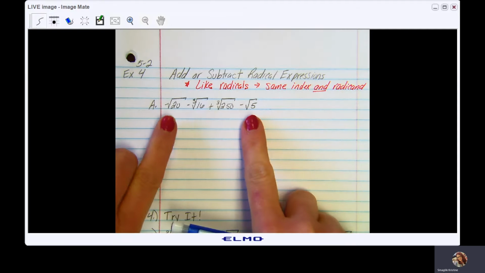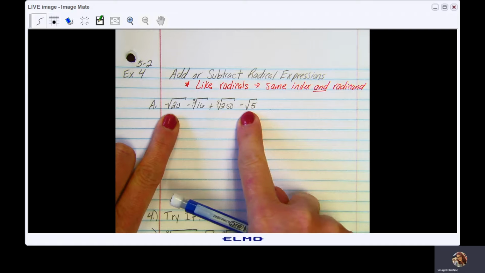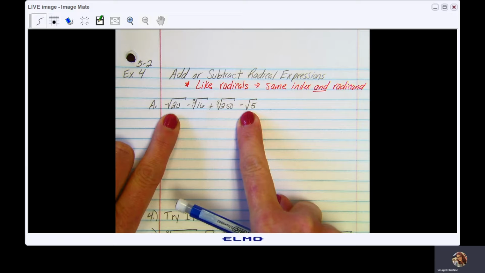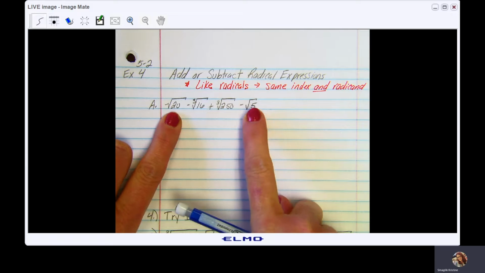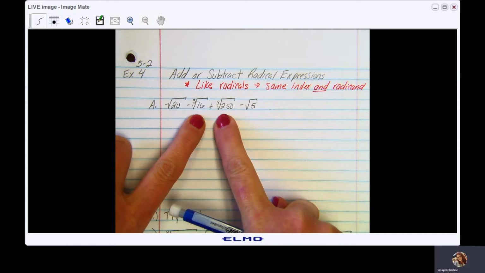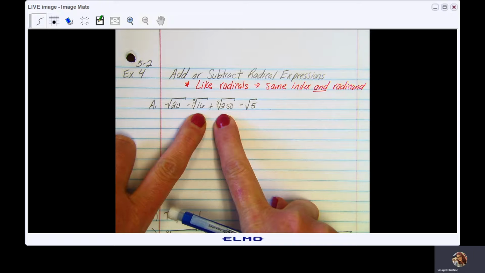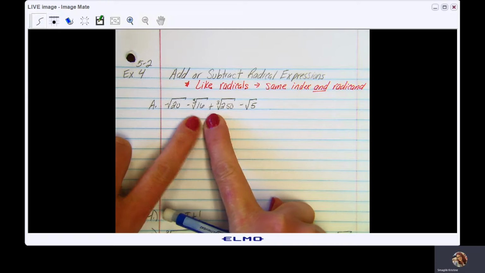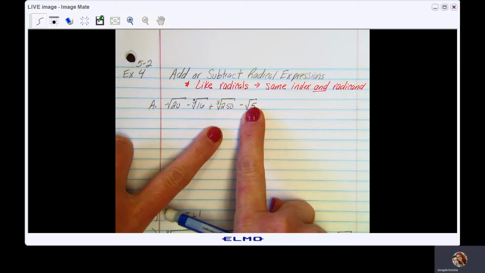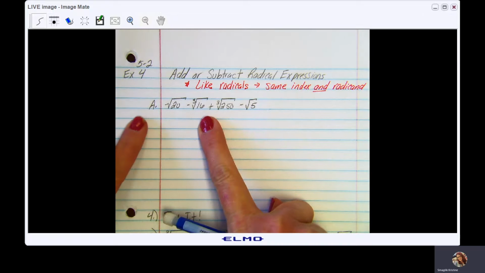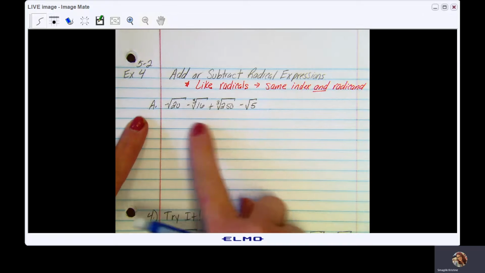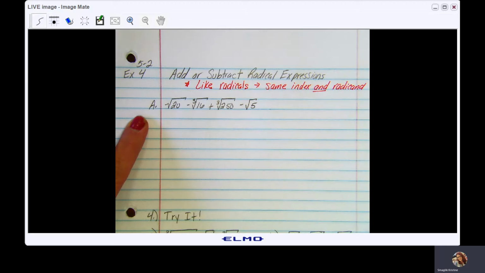So let's take a look at our first example, A. Here we have the square root of 20 and the square root of 5. Those have the same index but not the same radicand. My radicand here is 20, my radicand here is 5. We also have some cube roots, so the index is the same, however the radicands are not. So what we're going to do is simplify each term, and then we'll be able to combine if we have the same radicand.